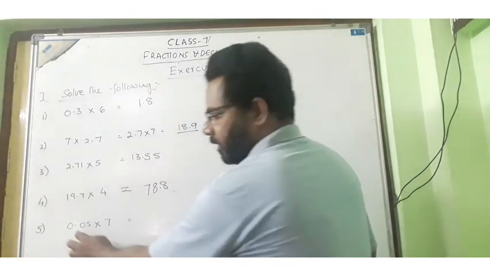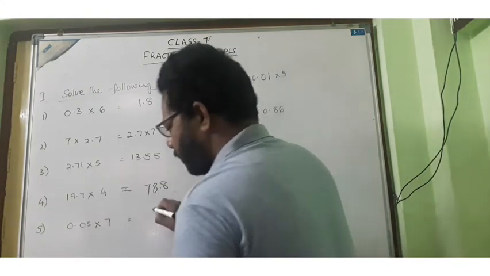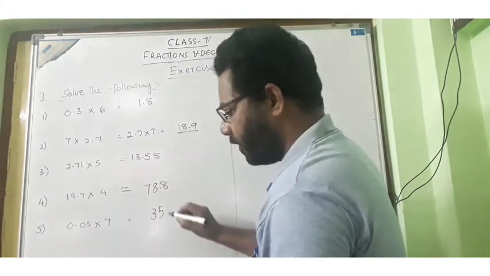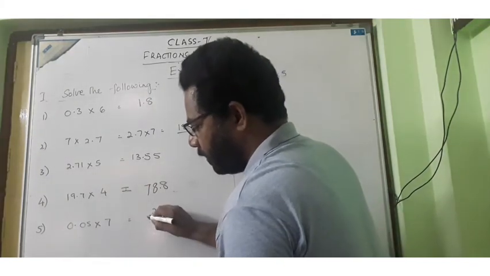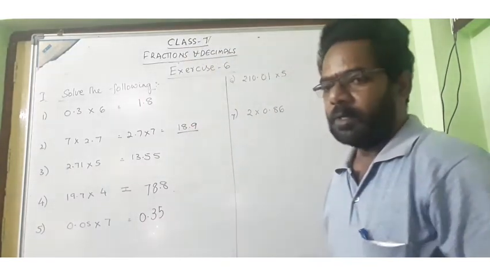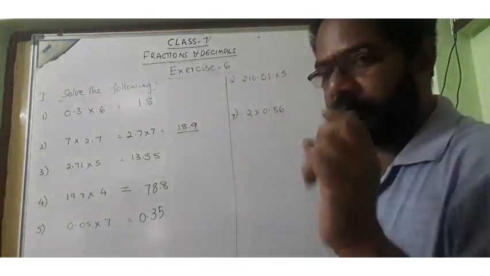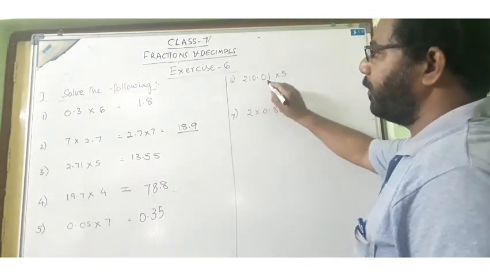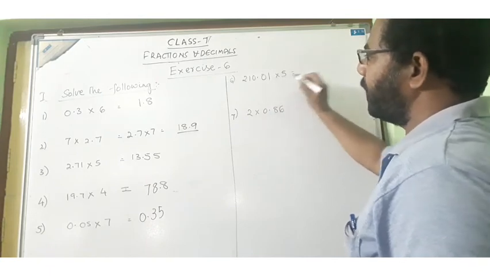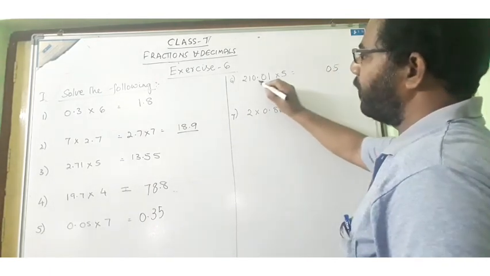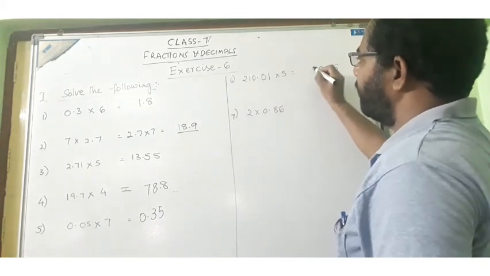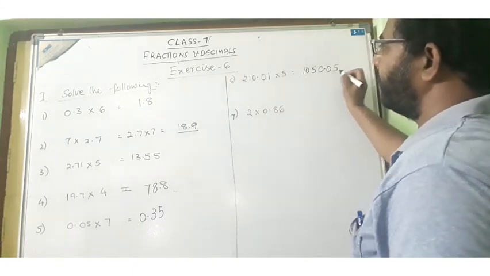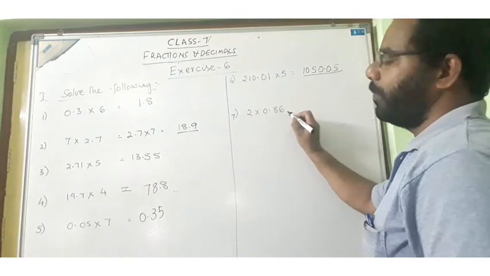0.05 into 7. These are all zeros, only 5 is there. 5 into 7, you can write first 35. But after the decimal, 2 digits are there. That's why after 2 digits you have to put a decimal. That means you have to write 0 point. Don't put the decimal point alone. Before that you have to write 0. Understand? 0.35. This one, 210.01 into 5. This one also, 5 1 ja 5. 5 0 ja 0, 5 0 ja 0, 5 1 ja 5, 5 2 ja 10. After the decimal, 2 digits are there. So 1050.05.